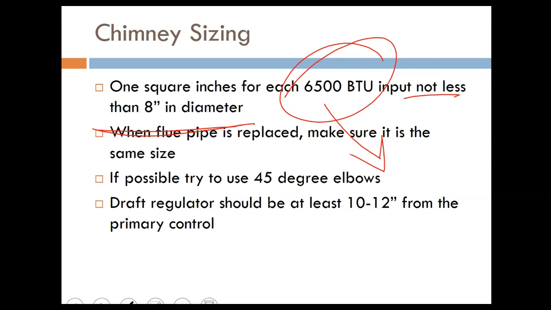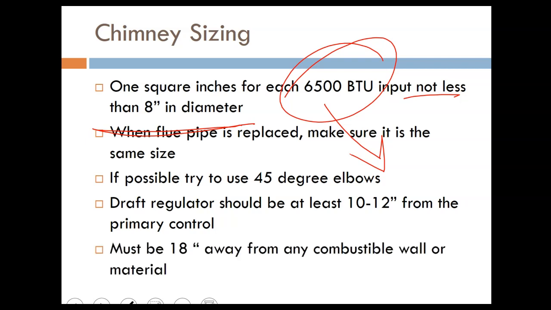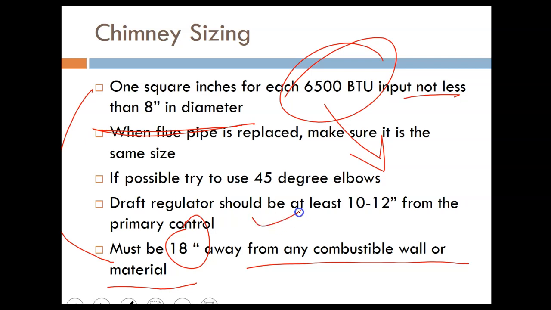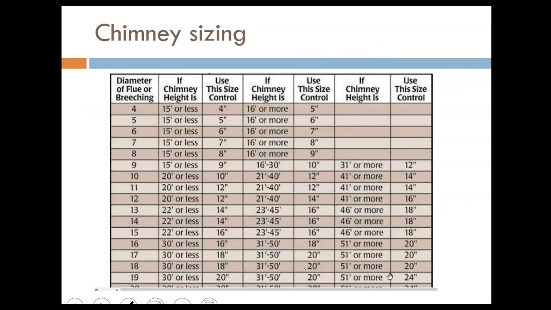So that's because, again, it's going to pull in air. You don't want that pulled air coming very close to the primary control because that's going to offset the operation of the primary. It must be 18 inches away from any combustible material wall. That is the draft. And the chimney outlet, the draft, and the flue pipe should be away from the primary control and should be away from any combustible material because it gets hot. The average temperature of the flue pipe is around 450 degrees Fahrenheit.